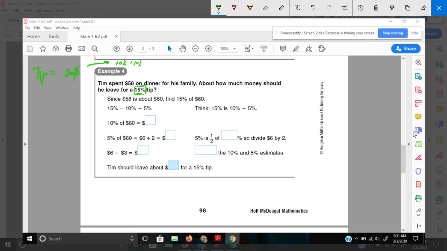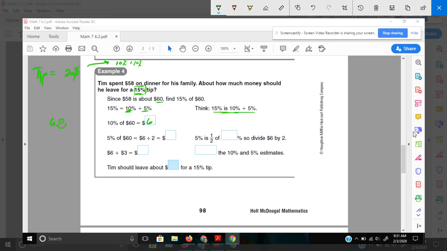Okay. So since 58 is about 60, we're going to round 58 to 60. We're going to find 15% of 60. And we can think of 15% as 10% plus 5%. All right. Again, these two added together. Well, 10% of 60, remember, all we have to do is move our decimal one place to the left, is $6. 10% of 60 is $6.